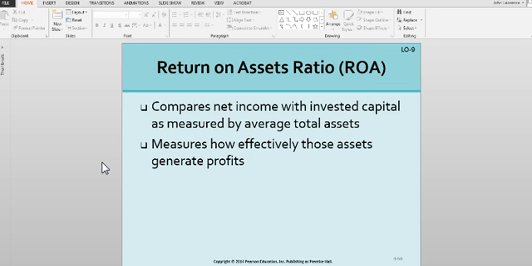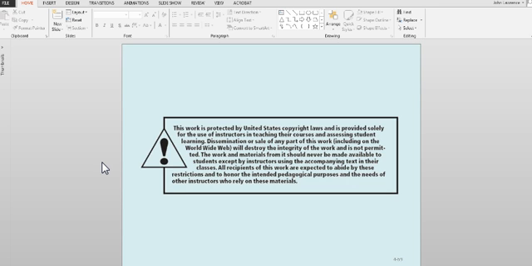And finally, your return on assets ratio is looking at your net income with invested capital as measured by your average total assets. And that's just looking at how effectively you use your assets to help drive profitability.